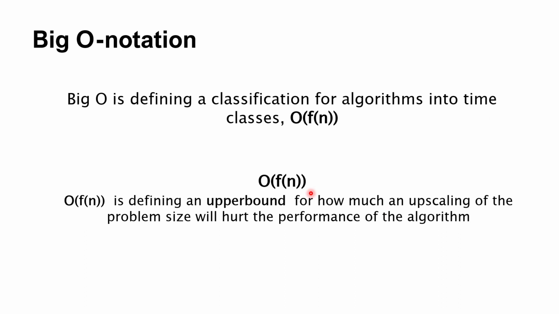The notation is that you have a concept called BigOh, and it is defined as a classification of algorithms into the different time classes. So you have BigOh, f of n, and n usually is the size of the input. BigOh is defining kind of an upper bound for how much an upscaling of the problem size will hurt the performance. So if you increase the amount of elements in your list or something, how much will it actually hurt the performance of this algorithm or this code?